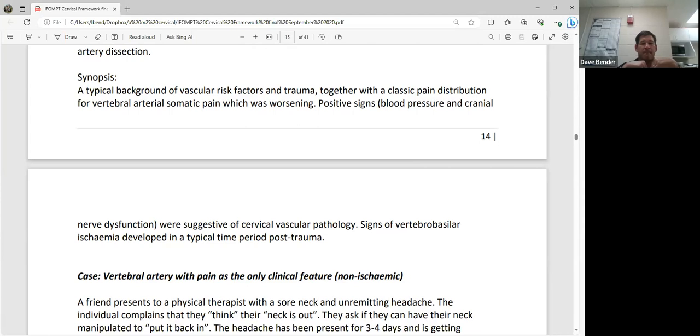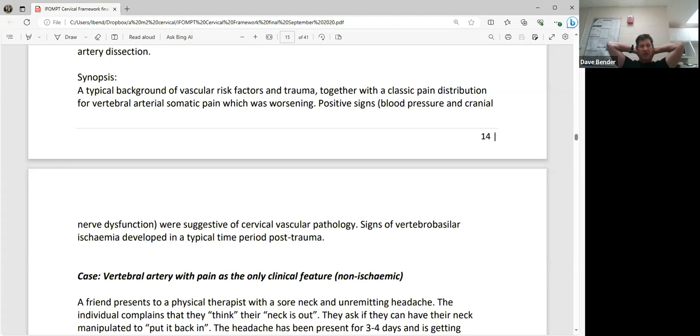Again, trauma together with classic distribution, she's a classic for vertebral artery somatic pain, which was worsening. And it's going to be really hard at times to tell vertebral artery somatic pain from musculoskeletal pain and inflammation without having a good understanding of these lists that we've covered above. I have a way of screening for it: I'm going to test cranial nerve dysfunction, maybe look at blood pressure.